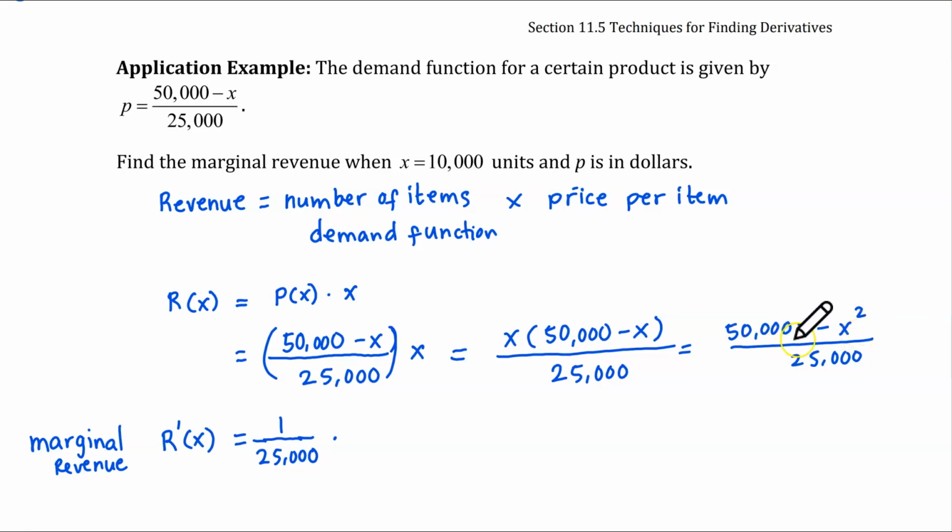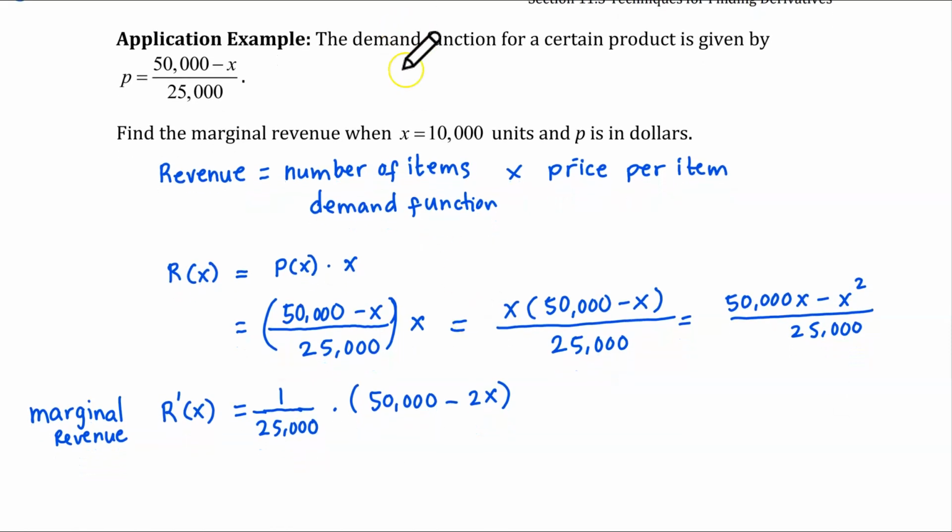And then just differentiate each term in the numerator. So 50,000 X, the derivative of that is 50,000, minus the derivative of X squared, which is 2X. So minus 2X. And this is our revenue function. Now to find the revenue when X is 10,000, we are going to evaluate the revenue function when X is 10,000.